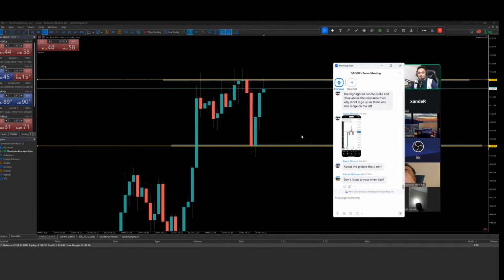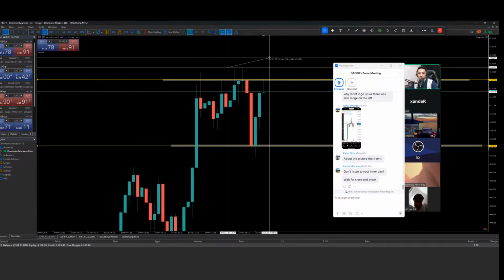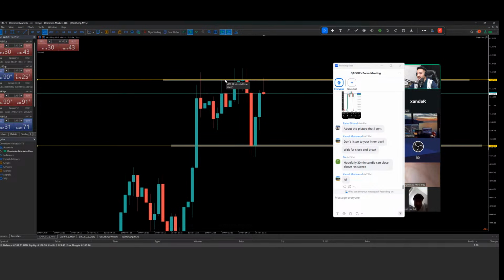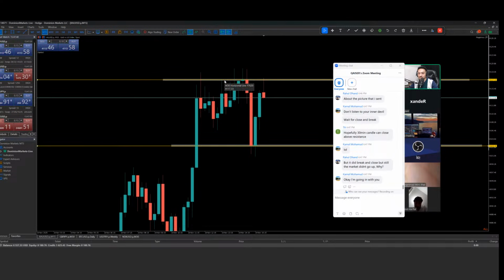Okay, don't listen to your inner devil. Wait for close and break. If this current candle is going to create a wick and break above this over rejection on the left hand side, I am going into it. I'm not even listening to my devil. I can control him anytime. He should listen to me.